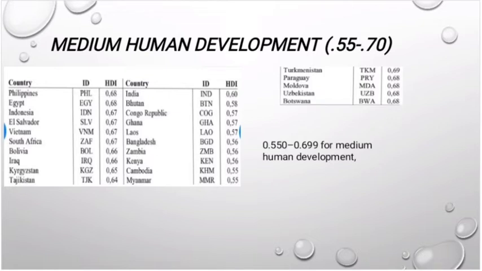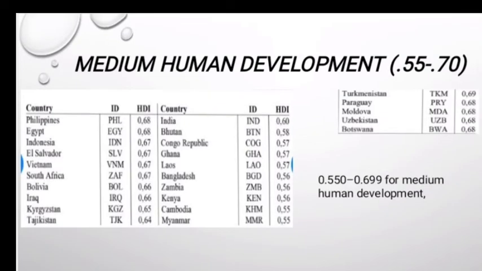Medium human development is 0.550 to 0.699. These are the list of medium human development. The first one is Myanmar, which has an HDI of 0.55. The second one is Cambodia, which has 0.55. The third is Kenya. The fourth is Zambia, which has an HDI of 0.56. The fifth is Bangladesh, which has an HDI of 0.56.